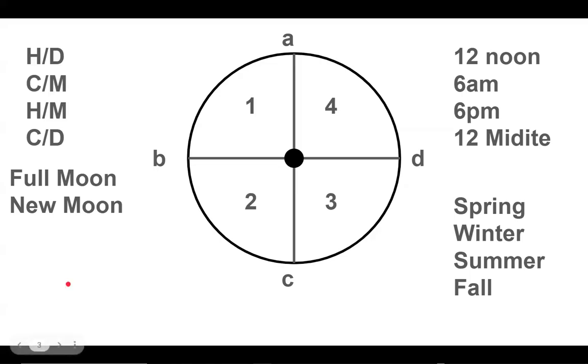Okay, so we got the new moon at C, the full moon at A. So the new moon in the lunar phase is like what part of the seasonal cycle? Name the season. The new moon will correspond to what? The transition between spring and summer is the new moon.